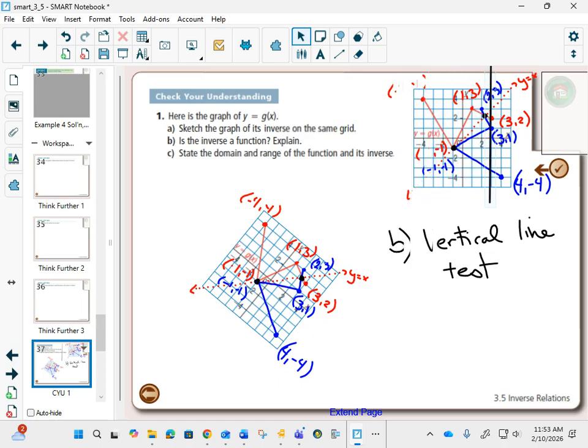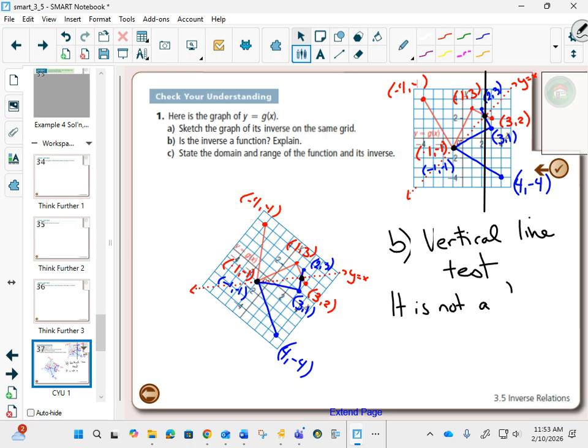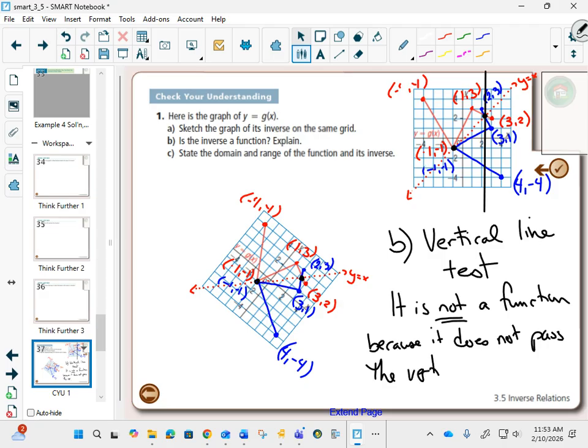That means the red graph is a function. But right here, do you see I'm hitting the blue graph twice? In fact, right here, I hit the blue graph 3 times with my vertical line. Okay? It is not a function, because it does not pass the vertical line test.